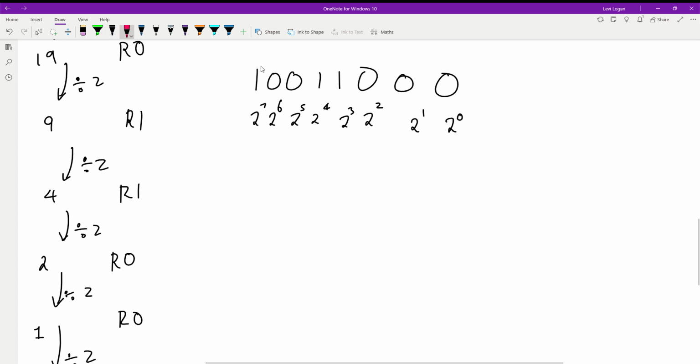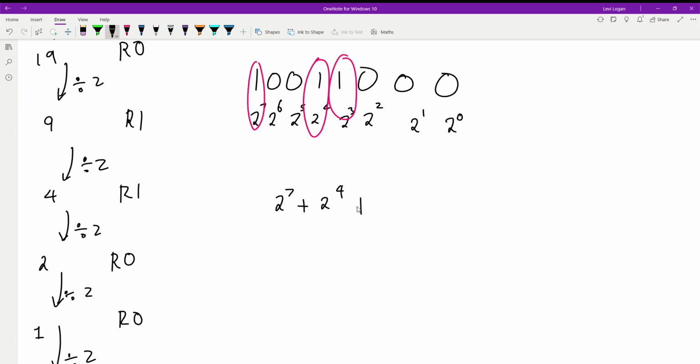So we're only taking a look at the ones with the ones, so only these guys are relevant. So 2 to the power of 7 plus 2 to the power of 4 plus 2 to the power of 3. Okay? So add them up. So 2 to the power of 7 is going to be 128 plus 2 to the power of 4, which is 16, plus 2 to the power of 3, which is 8. So if you add them together, you're going to get hopefully 152. Yes, you do. Absolutely. Righto.